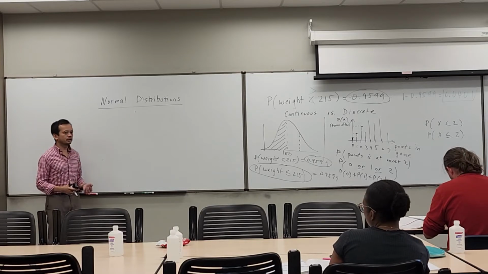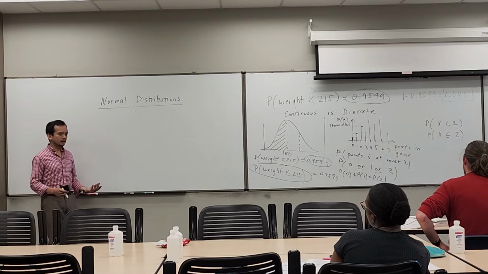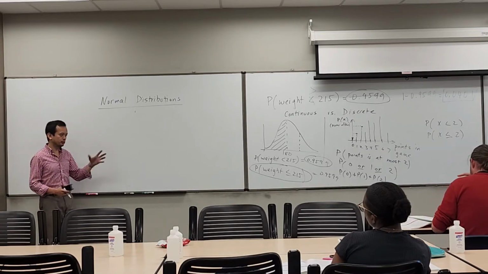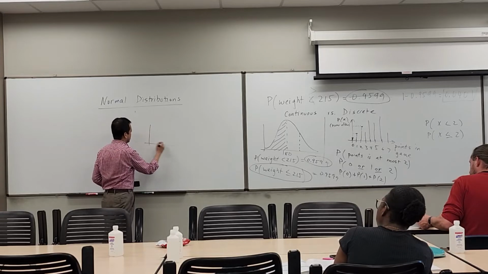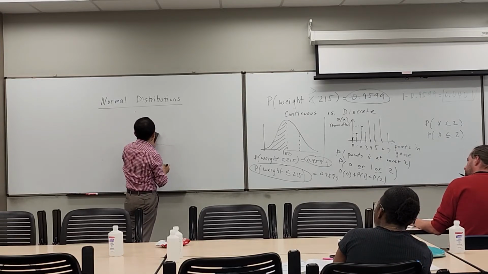So another question is, what if you have a situation where the variable is not distributed in a bell curve? And that happens a lot in real life, where your variable, instead of a bell curve, could look like this. Let me try.